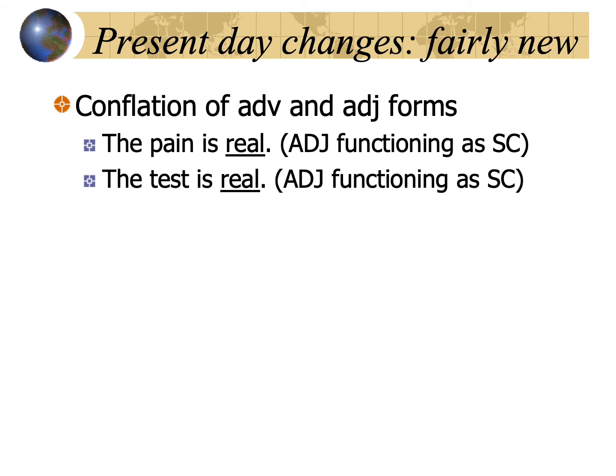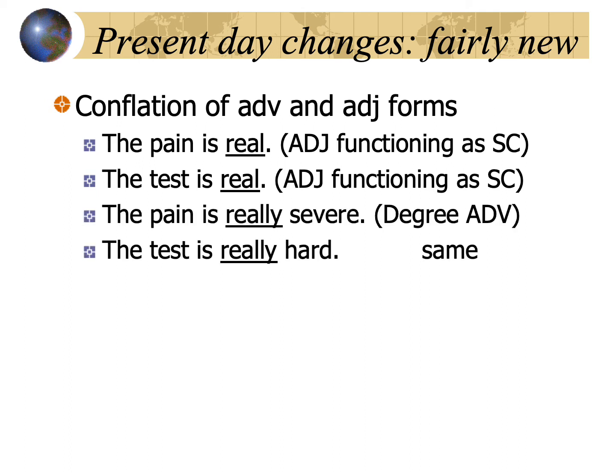So the pain is real. Here we have the adjective real functioning as a subject complement. The test is real. Again, not a problem. Fits our copula structure. We have the noun, the subject pain or the subject test, followed by a copula verb, a be verb that is the only verb in the verb phrase, and then an adjective, so subject complement.